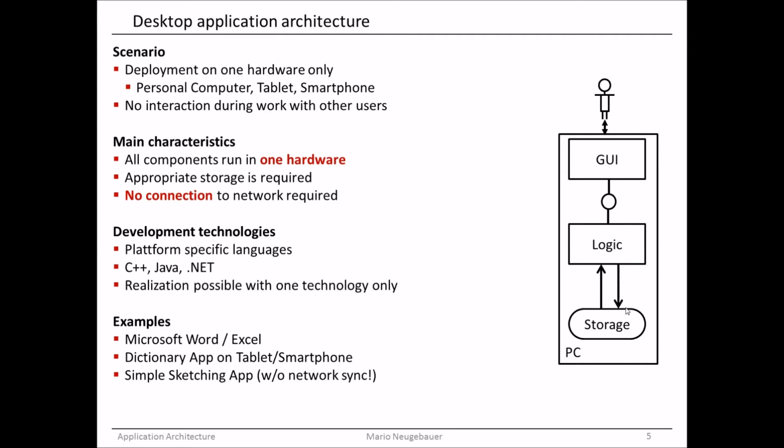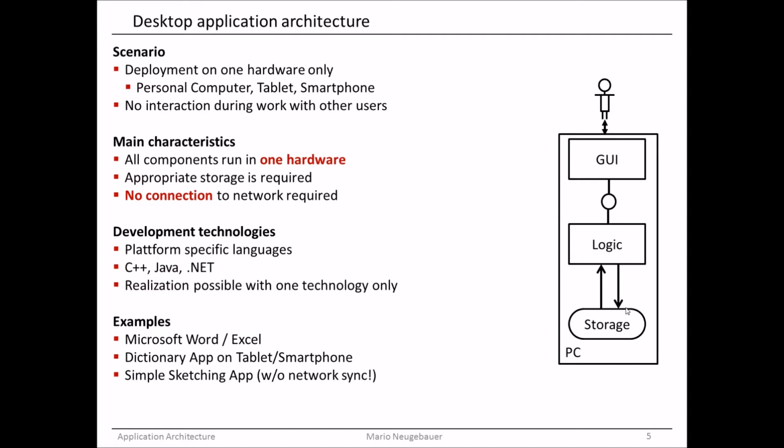First, some words about the desktop application architecture. You have different desktop software systems which rely on this desktop application architecture. For example, there's Microsoft Word. There are applications on your Windows platform, on your PC, on your Mac or whatever, and they basically rely on this application architecture. So the scenario in this architecture is that you have a piece of software which was somehow programmed and which was programmed such that it's deployed on one hardware platform only.